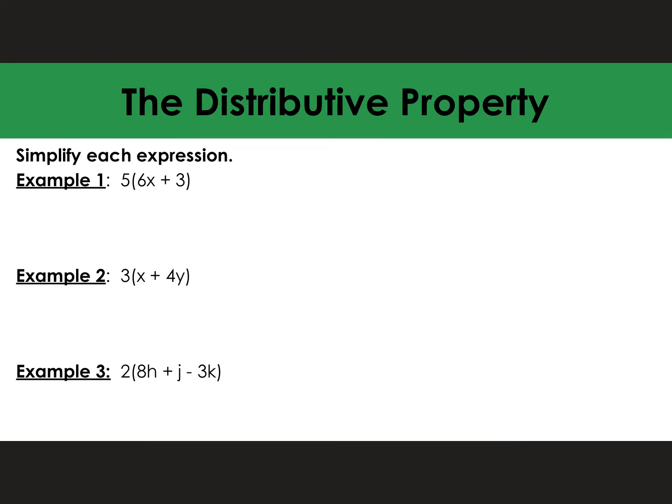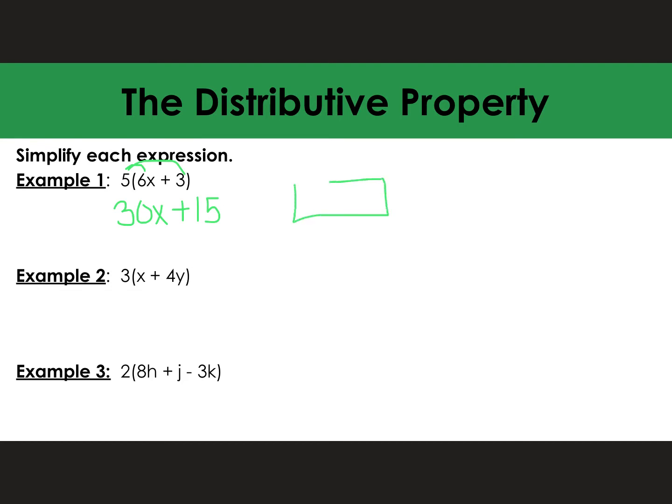Simplify each expression. I will start the first way. When we multiply with variables, we multiply the numbers, so 5 times 6, and then we multiply the variables. There's only one variable. 5 times 6 is 30, and it's 6x, so it would be 30x. And then I take 5 times 3, which is 15. They are positive, so it's 30x plus 15.